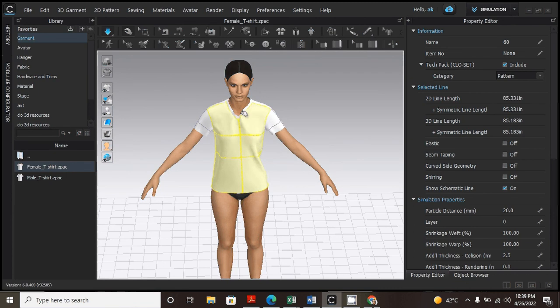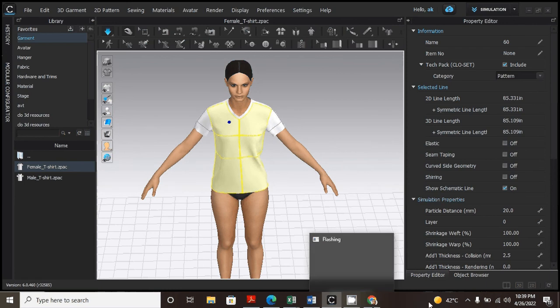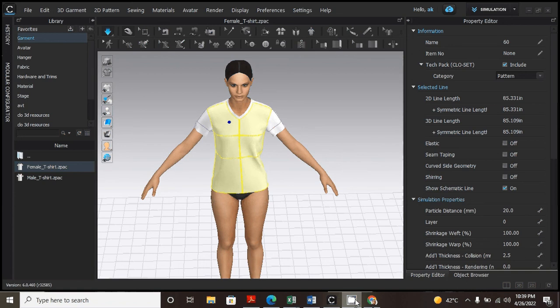Some students and other people get confused and say, sir, I'm not getting the gizmo tool here. Don't worry about that, because whenever you go for simulation, the gizmo automatically disappears and is replaced by your hand tool. So this is related to your gizmo tool.